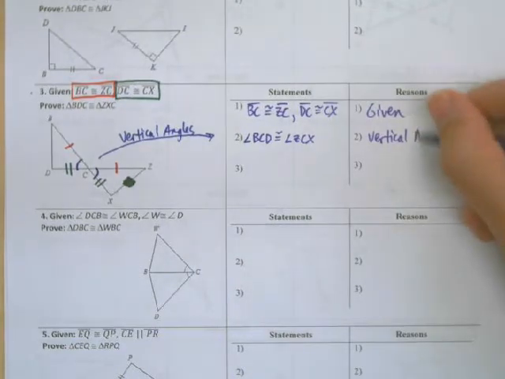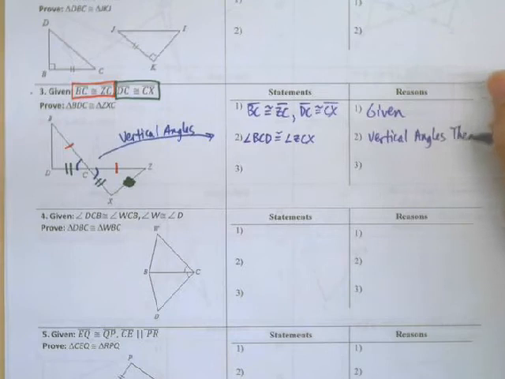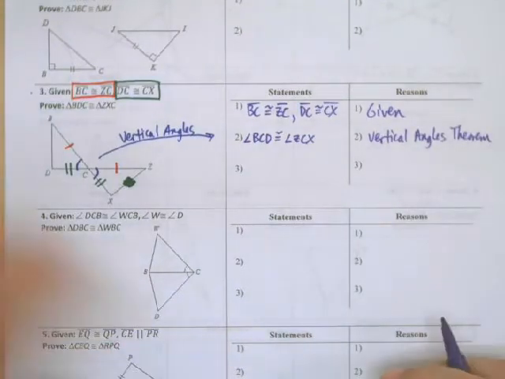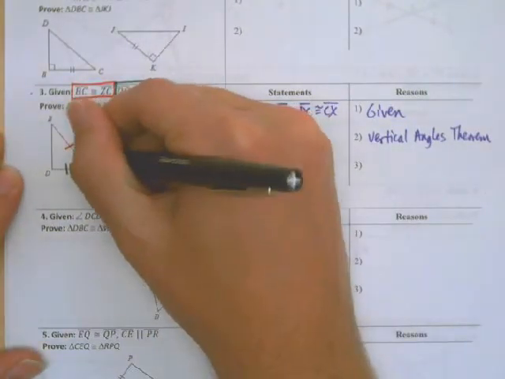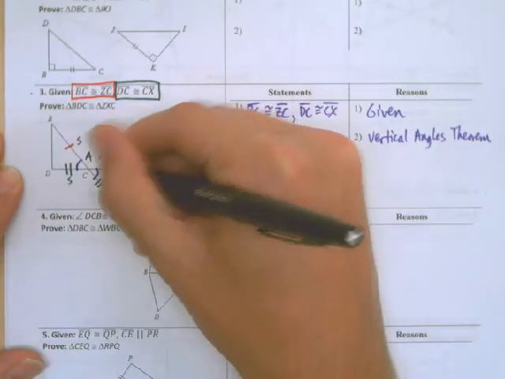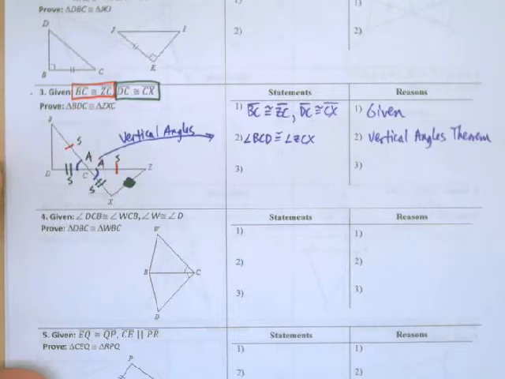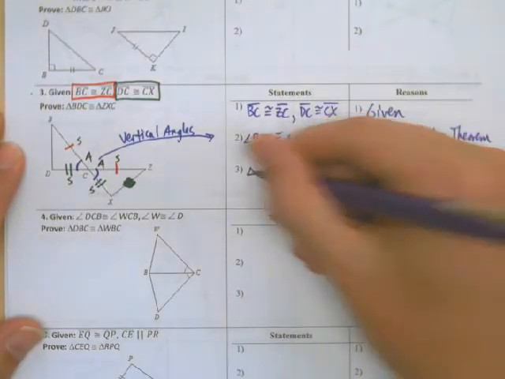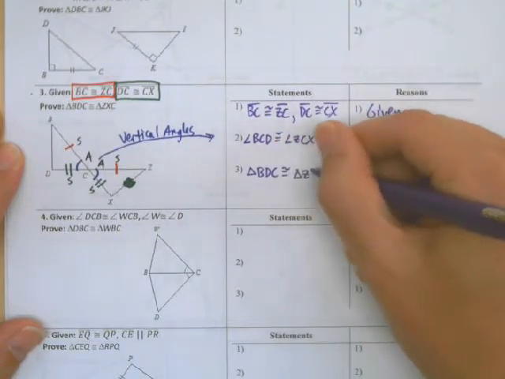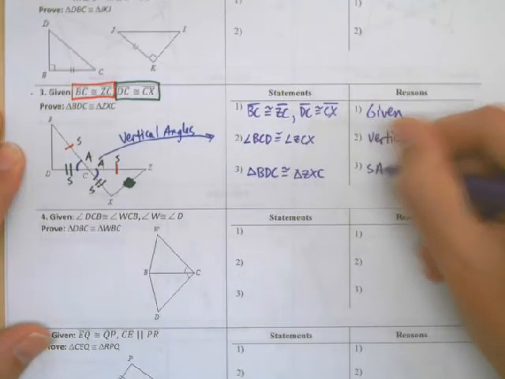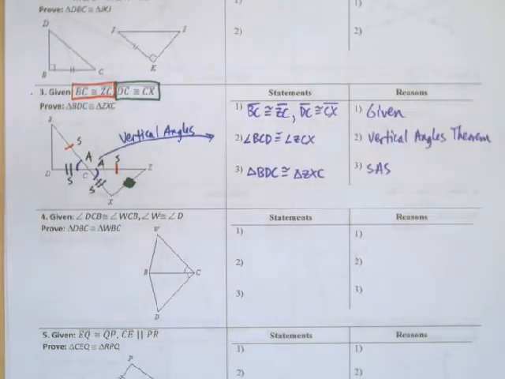Taking a quick look again at our picture, we've got enough information to use one of the congruence rules, specifically SAS. There's proof number 3. The next one that I'm going to do is on page 2, proof number 9.